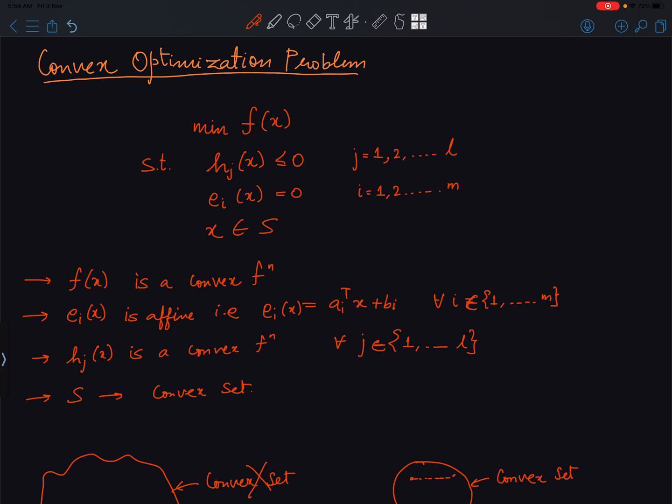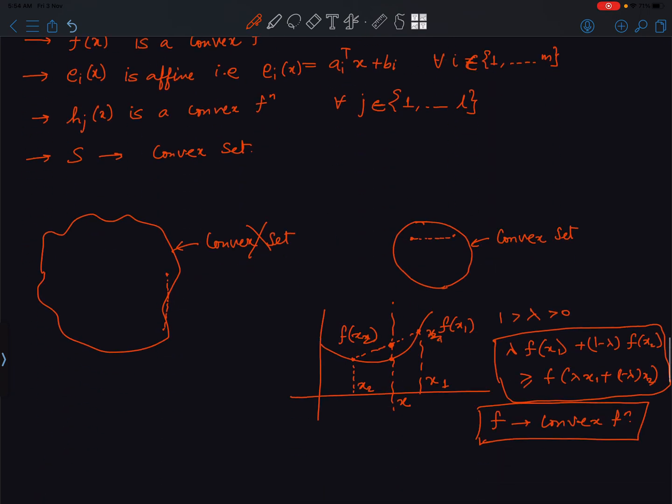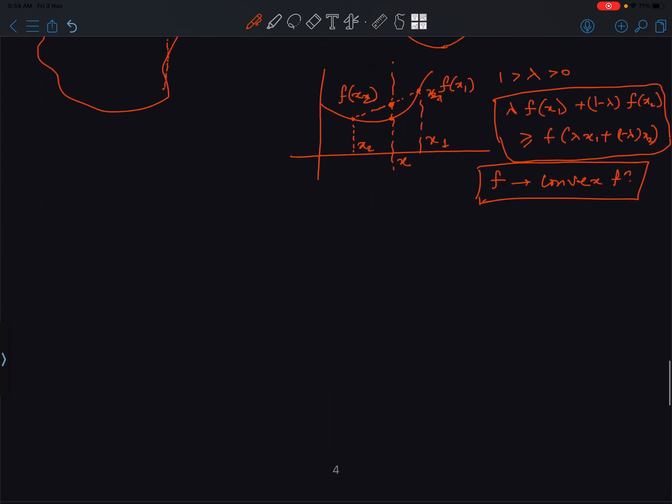Okay, now that we have seen what convex functions are, let's again see some examples. Suppose I have this particular function which looks something like this, right? Is this a convex function? Obviously yes, it is a convex function because it satisfies all the properties of a convex function.